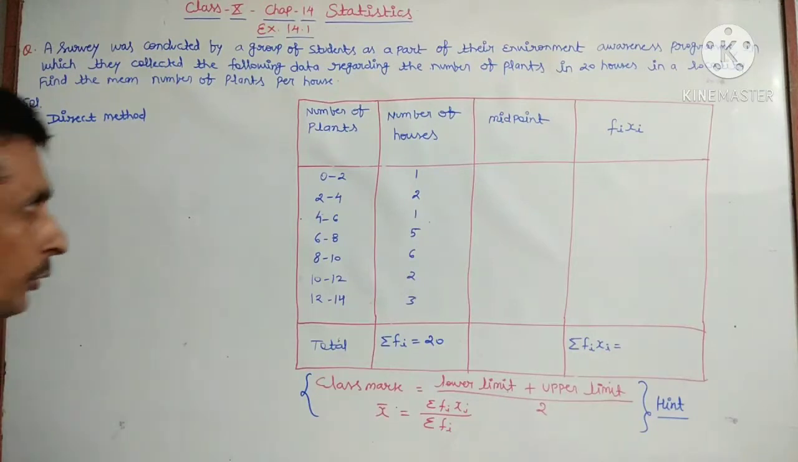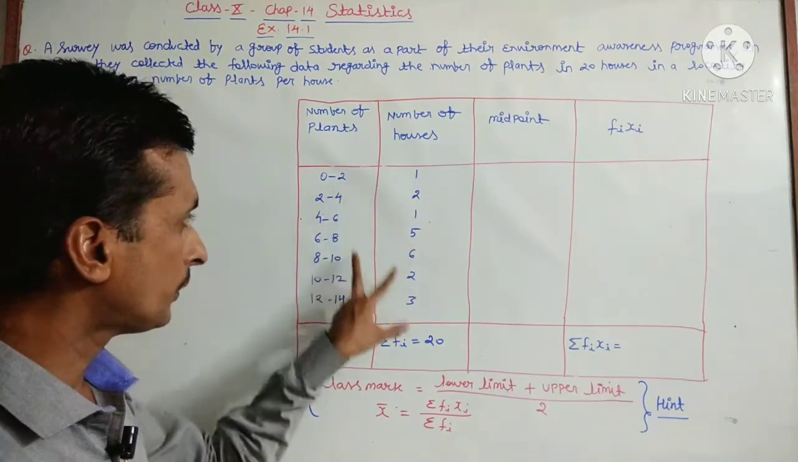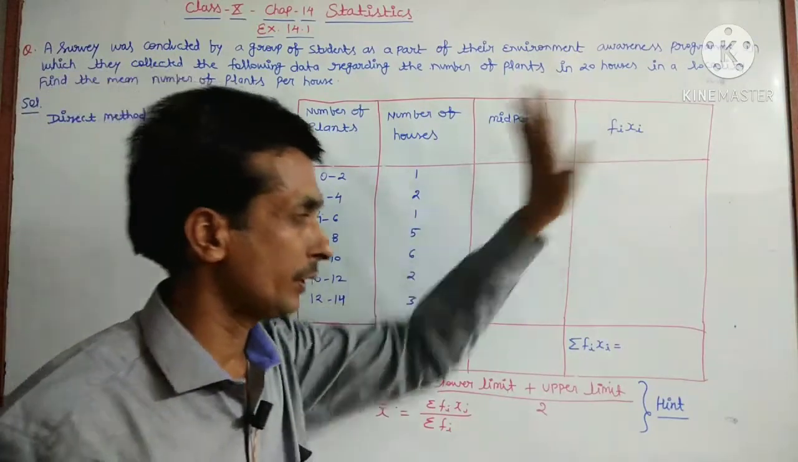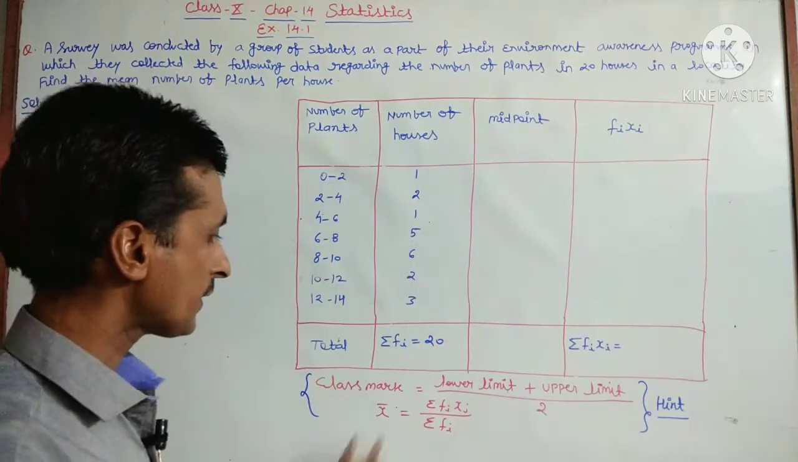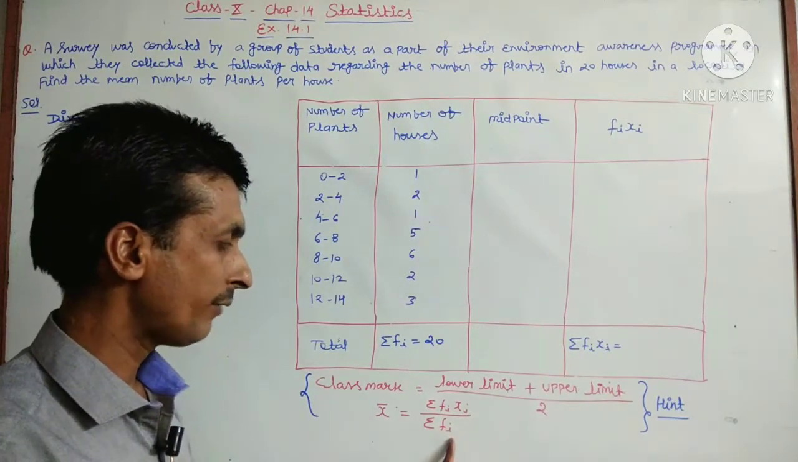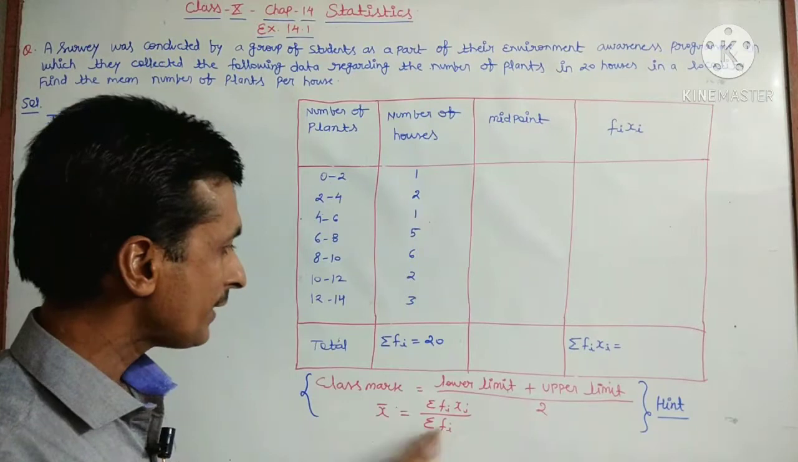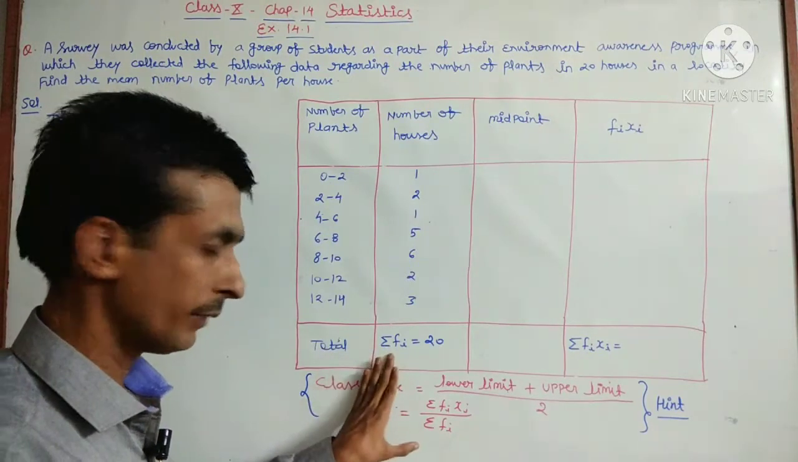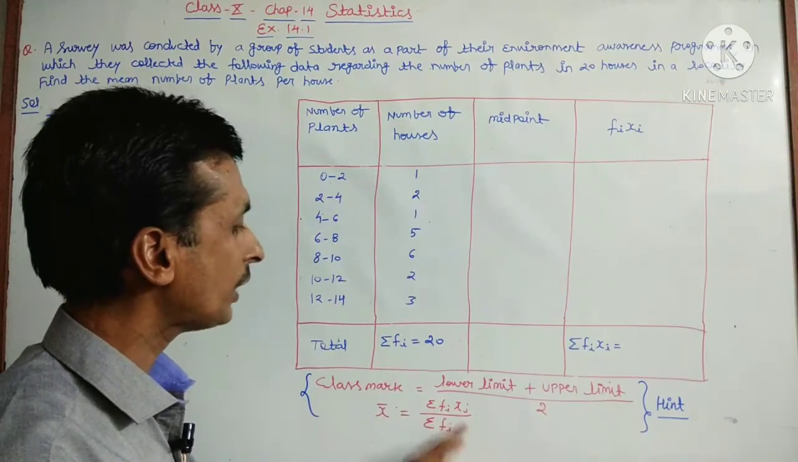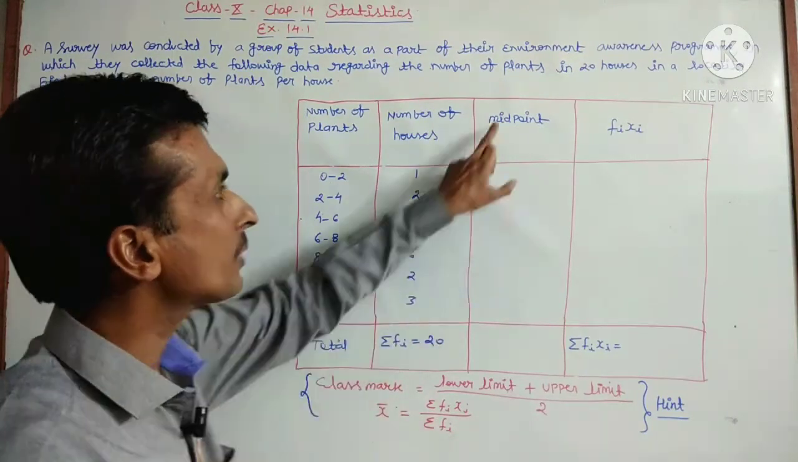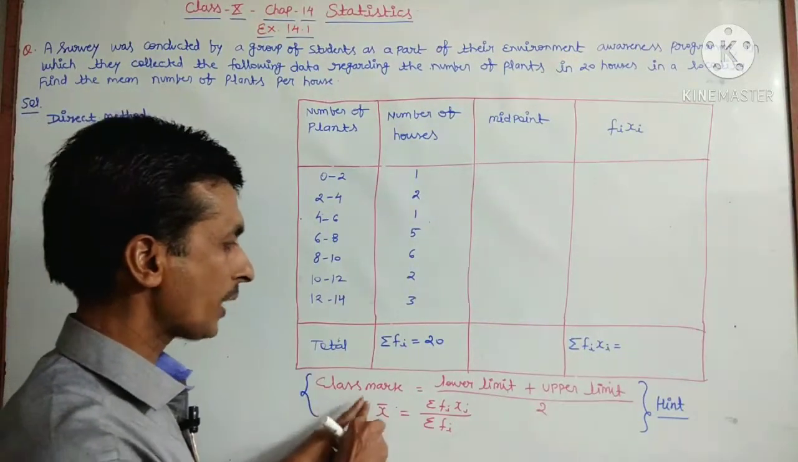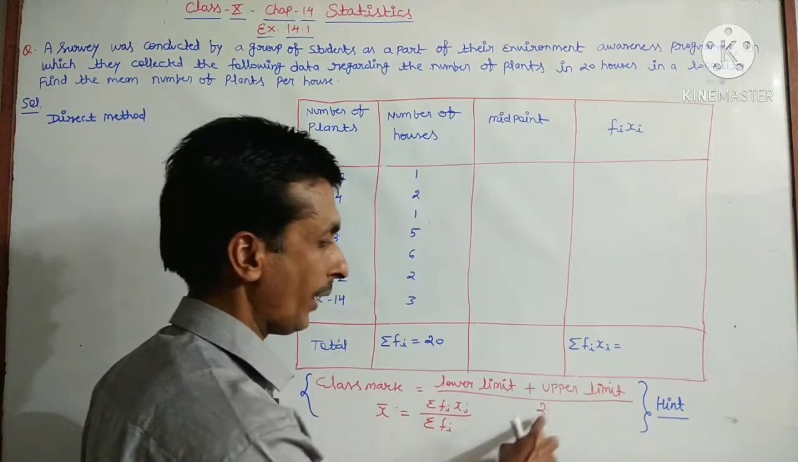How to solve? Look, 2 things are given, and we have to find the other things, because we have the formula summation fi xi upon summation fi. Summation fi is given, and the fi values are also given, but the xi value you have to find. Xi means the midpoint. How to find the midpoint? With this formula: class mark equals lower limit plus upper limit by 2.